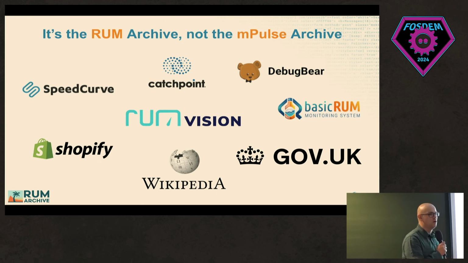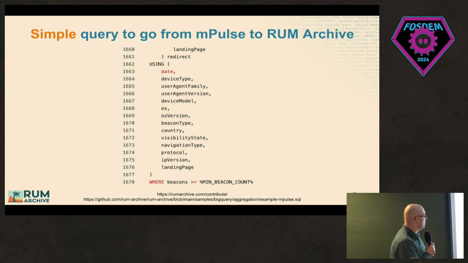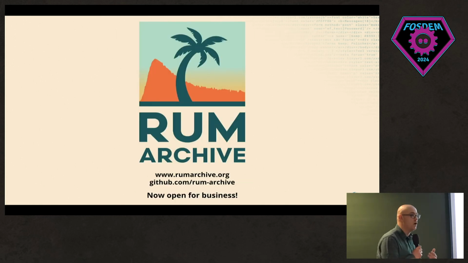And now some of you might think, oh, sounds interesting, Robin, but this is going to be a lot of work, isn't it? And no, it's actually super easy, barely an inconvenience, because the SQL query that we use to put mPulse into the RUM archive is only 1.6K lines of SQL, okay? Only 1.6K lines. So very simple, two hours of work, and the data is in. So I guess the message is clear. The RUM Archive is now open for business.